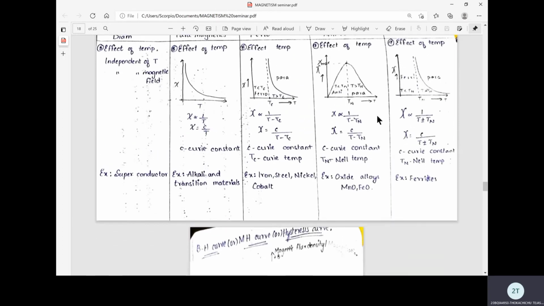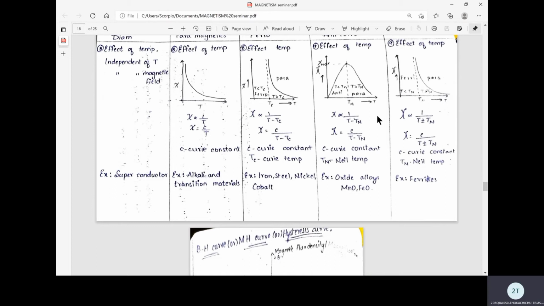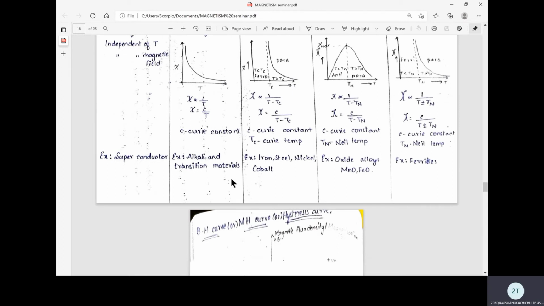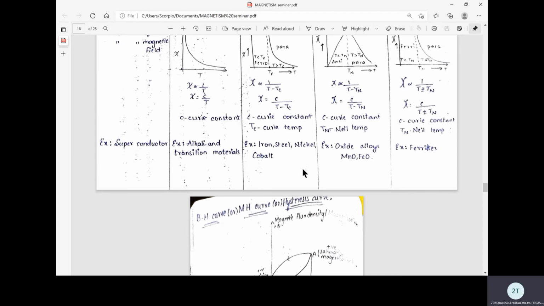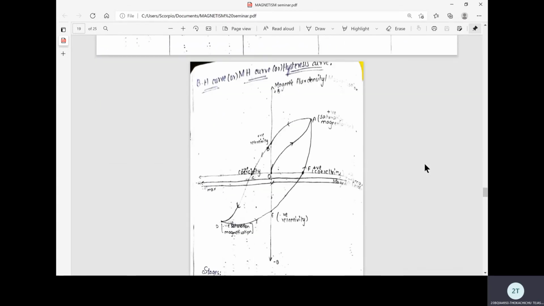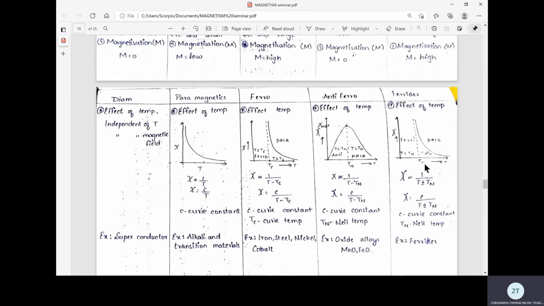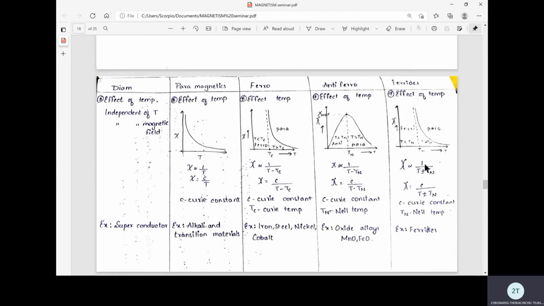Some examples of these different magnetized substances: diamagnetic materials are superconductors. For paramagnets, they are alkali and transition materials. For ferromagnets, they are iron, steel, nickel, and cobalt. For antiferromagnets, they are oxides, alloys, and MnO, that is manganese oxide, and ferrous oxide. And for ferrimagnetic materials, they are simply ferrites. These are some of the examples of these different types of magnetized materials. Now that's all about the properties and the comparisons between these different types of magnetized materials.